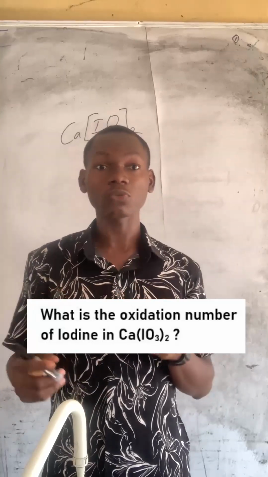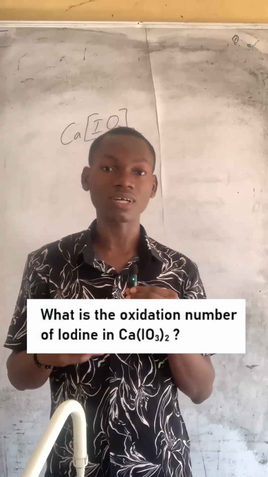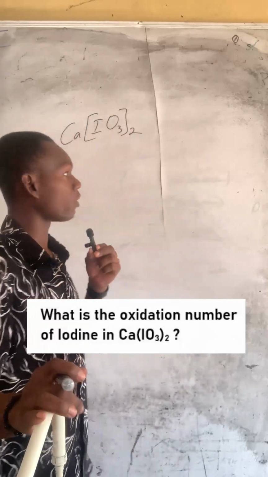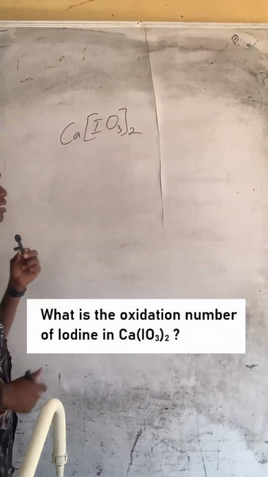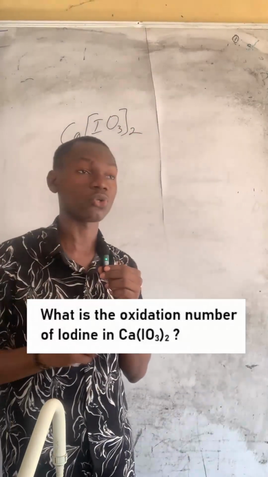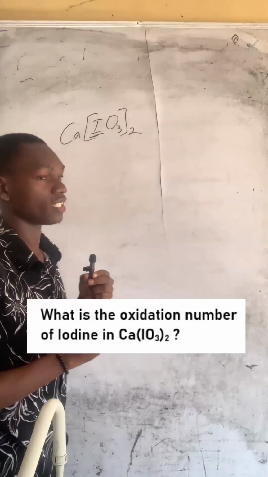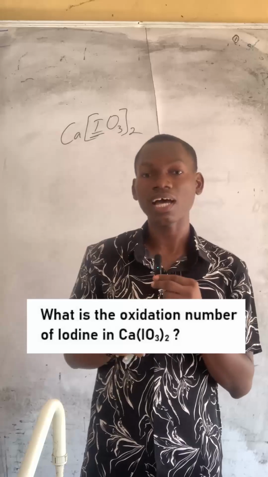Today's class, we are going to be talking about oxidation number and how to calculate the oxidation number of just one particular compound. And the compound involved is calcium iodate. We also calculate the oxidation number of only iodine present in calcium iodate. Now, how do we do that?